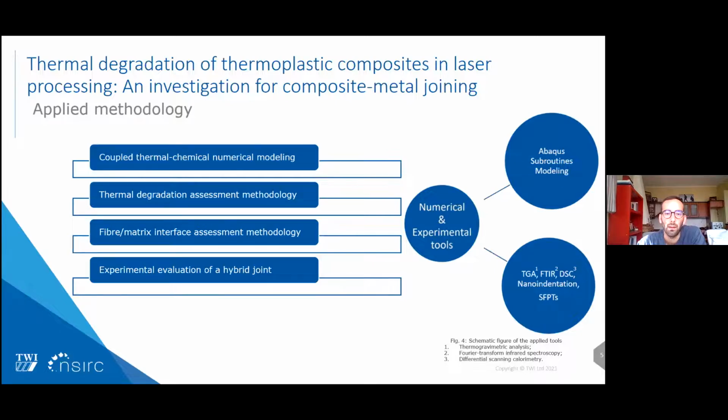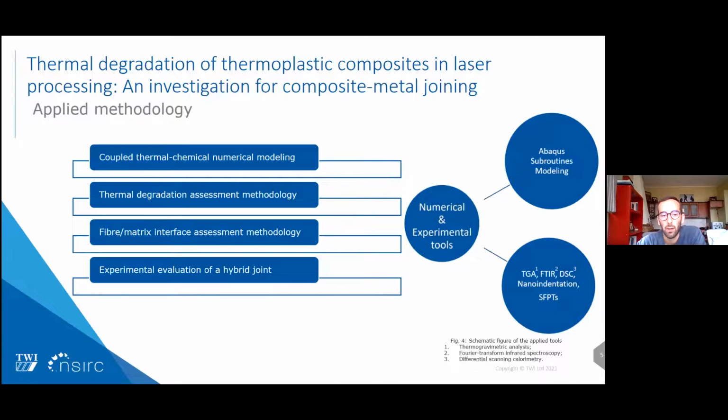Also, as I said before, the fiber matrix interface is examined, and I perform single fiber pull-out tests in order to assess the interface properties before and after the heating treatment. Single fiber pull-out is a very well-known test in academia. It's not a standardized test, but we have managed to get some good results in the TWI labs.